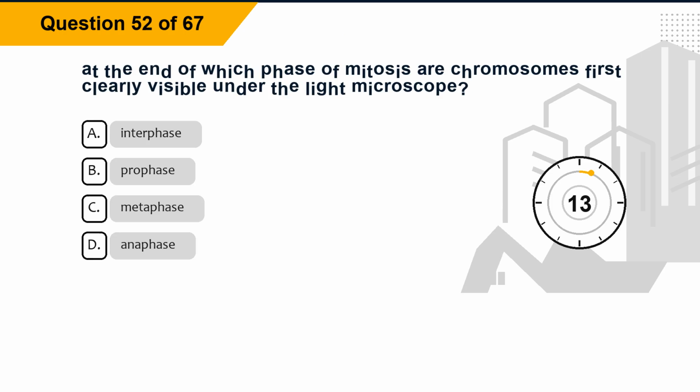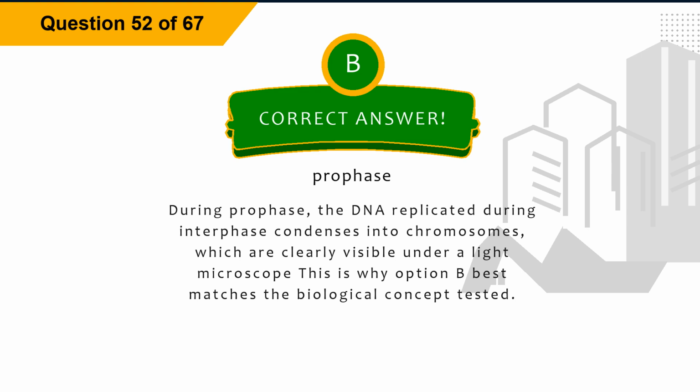Question 52. At the end of which phase of mitosis are chromosomes first clearly visible under the light microscope? Option A, interphase. Option B, prophase. Option C, metaphase. Option D, anaphase. The correct answer is option B, prophase. Explanation. During prophase, the DNA replicated during interphase condenses into chromosomes, which are clearly visible under a light microscope. This is why option B best matches the biological concept tested.